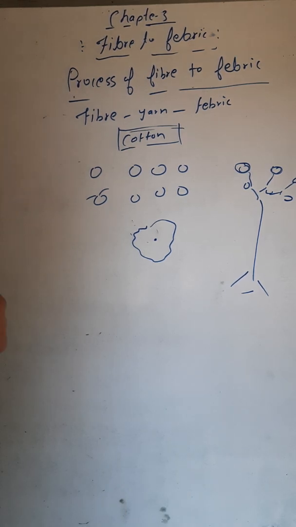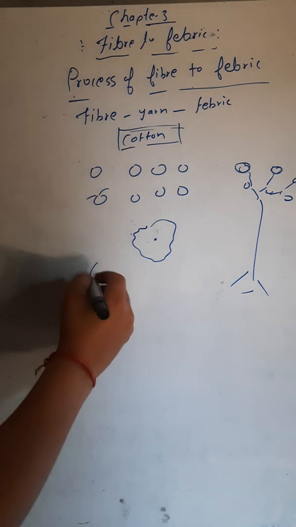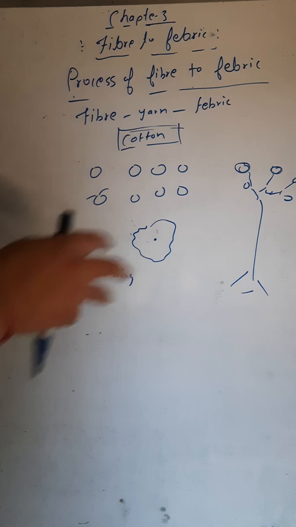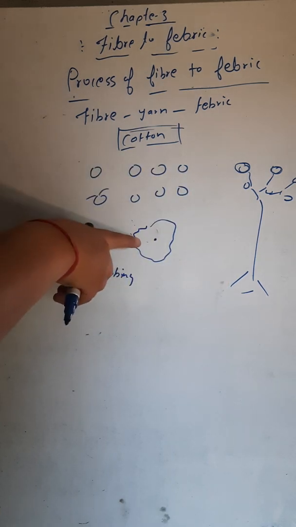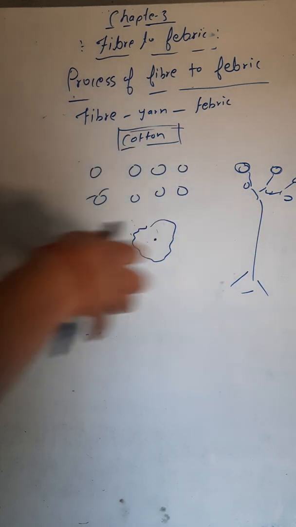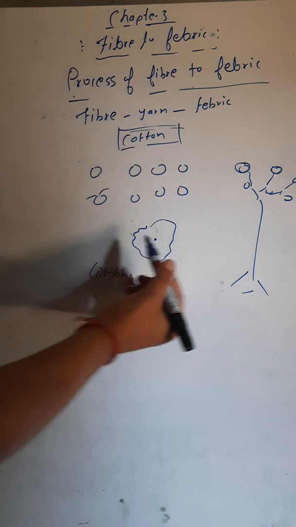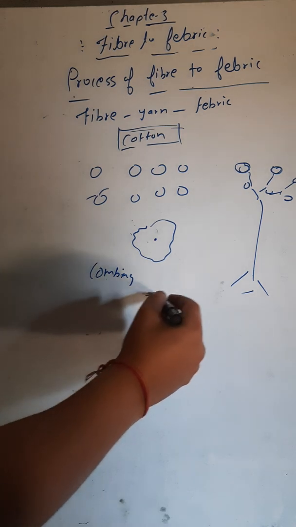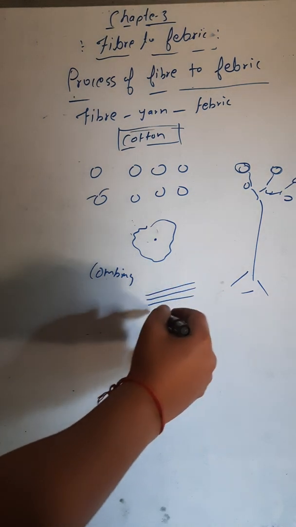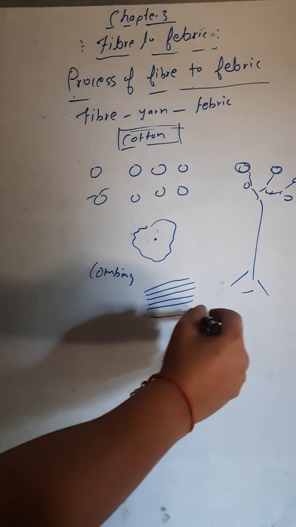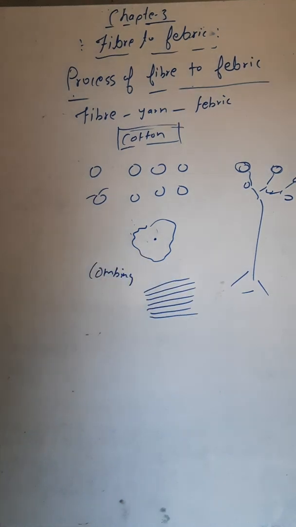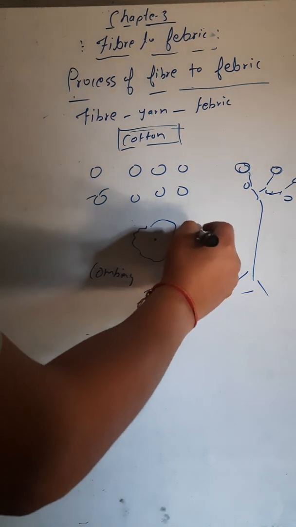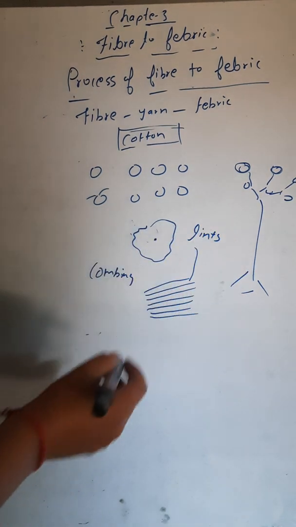Then comes the process of combing. Under this process, we comb the cotton, and with the help of combing, these seeds are separated out. When the seeds are separated out, we have the different fibers of cotton. These are also called lint.